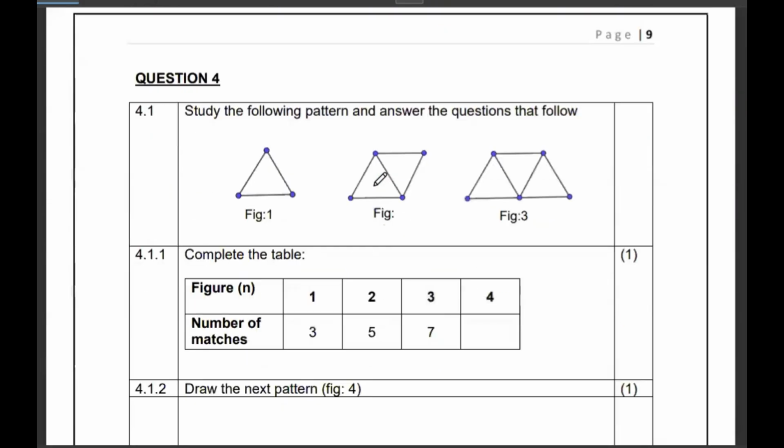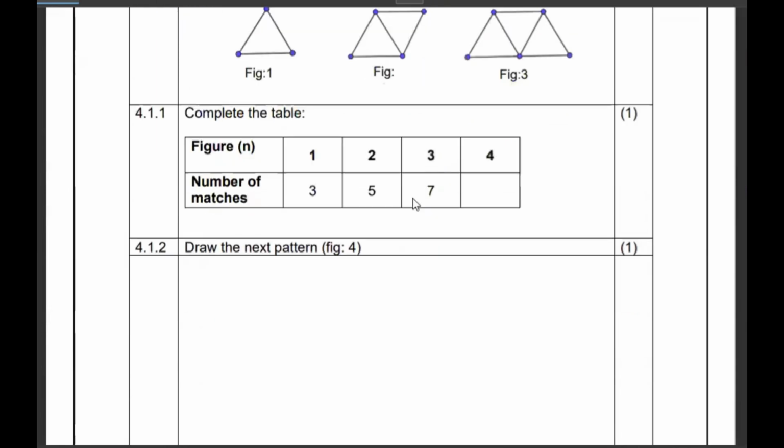Let's move on to question number 4, which is the number patterns. Study the following pattern and answer the questions that follow. Okay, so these are matchsticks that are being used to form triangles. Draw the next pattern. Okay, so figure 4, we have this, we have that, we have that, then figure 4 must have this. So we are adding those sticks.